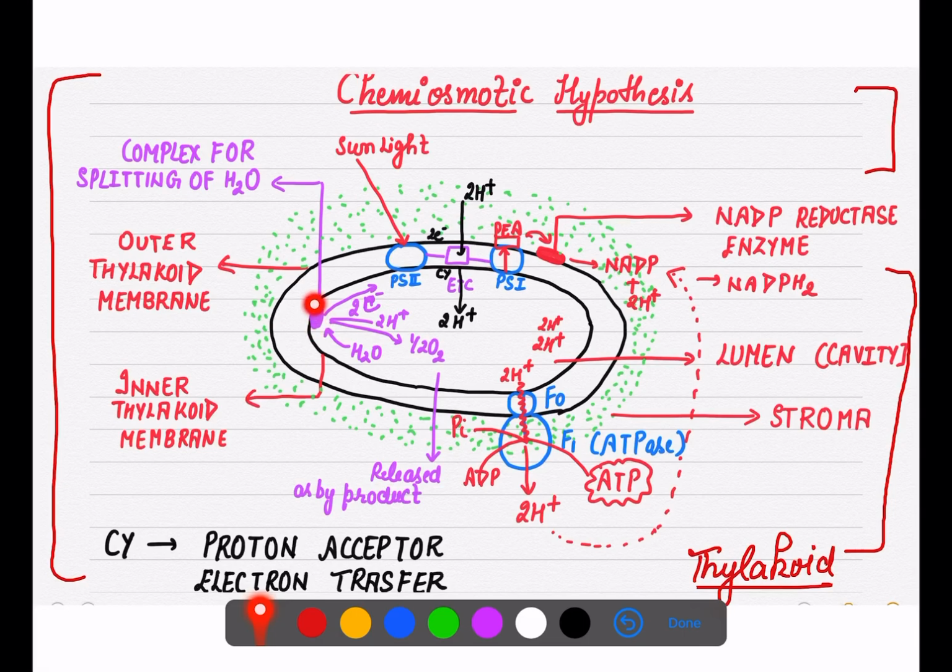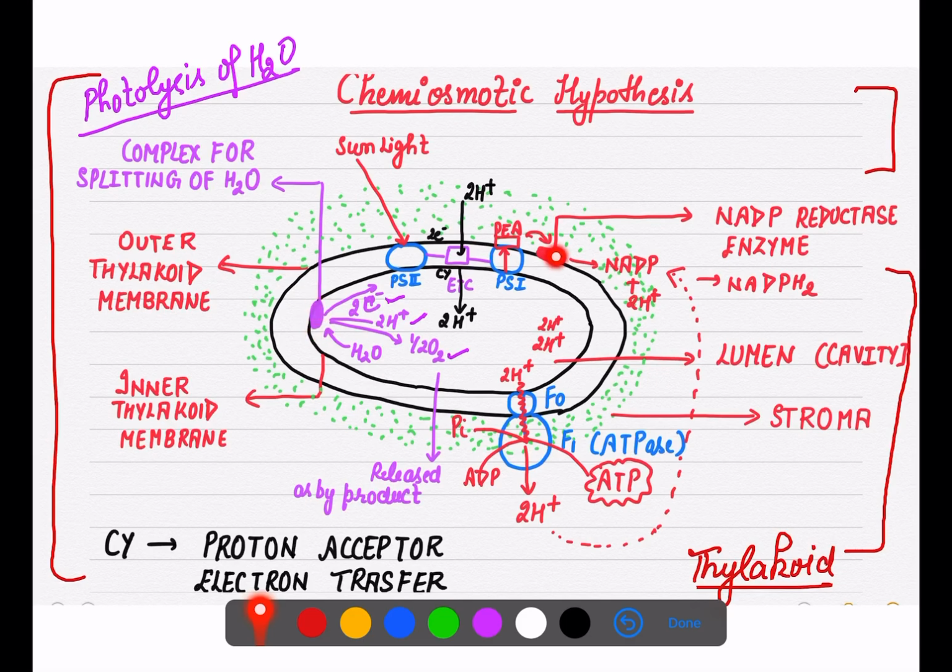Now towards the inner side of the thylakoid membrane, there is a complex present for the splitting of water, or you can say the complex for the photolysis of water. What is photolysis? In it, water breaks down and releases electrons, protons and oxygen as the byproduct. So where does this photolysis of water take place, where is the complex present? That is towards the inner membrane of the thylakoid.